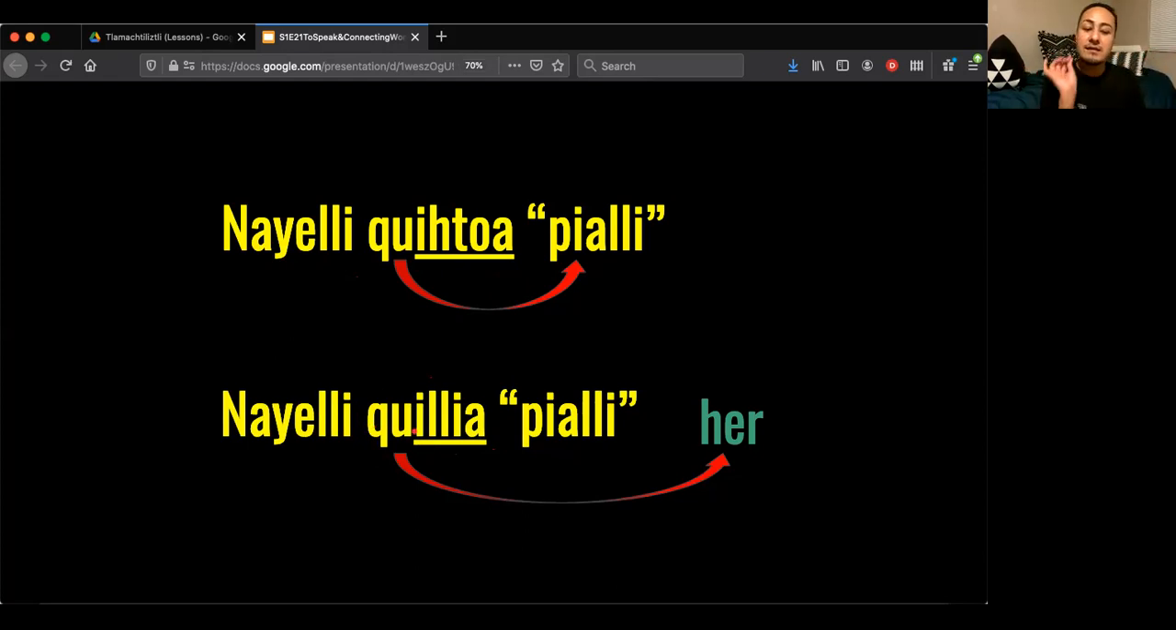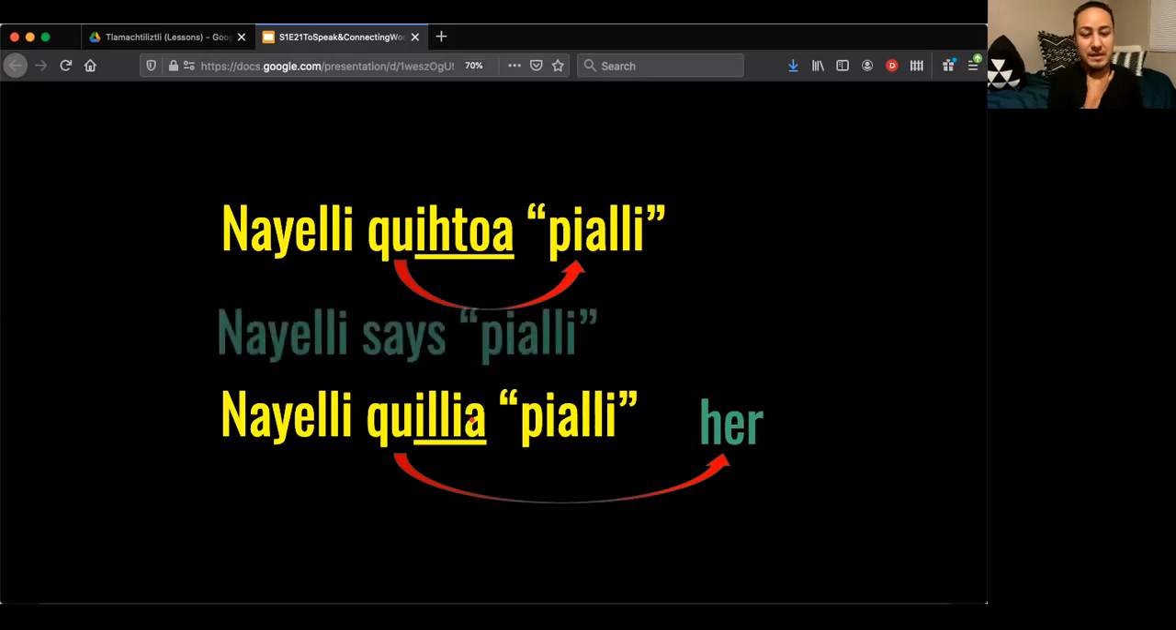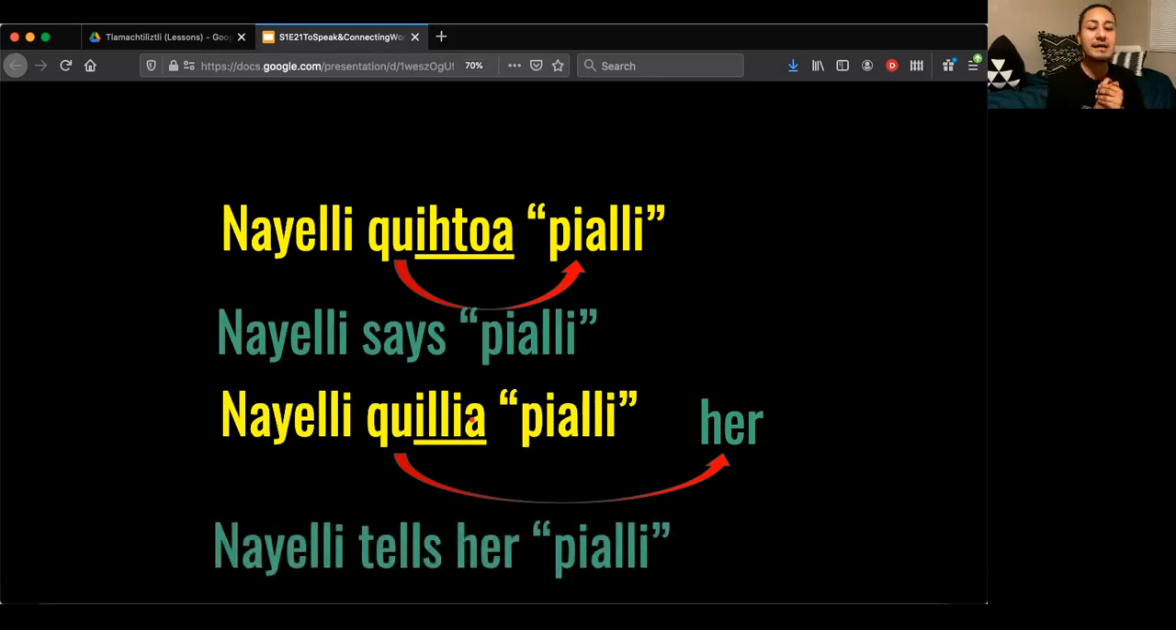So in Nahuatl, these two phrases look very similar, but they're not the same thing. And I constantly see people mess this up, which is why I bring it to your attention. Okay, so Nayeli says piali is the first translation, and Nayeli tells her piali is the second one. And actually here we don't know if it's a him or a her, but because of the previous story, we know that it was talking about her because we're talking about Claudia. But if you said Nayeli ki Illia piali, it could also translate as Nayeli tells him piali. But you would know based on the context who the k is referring to.